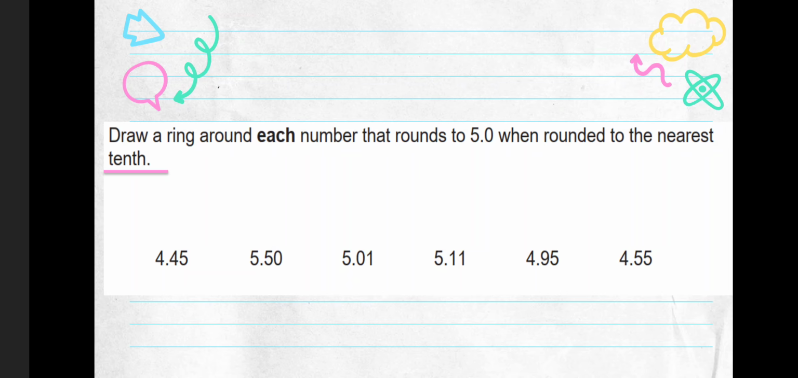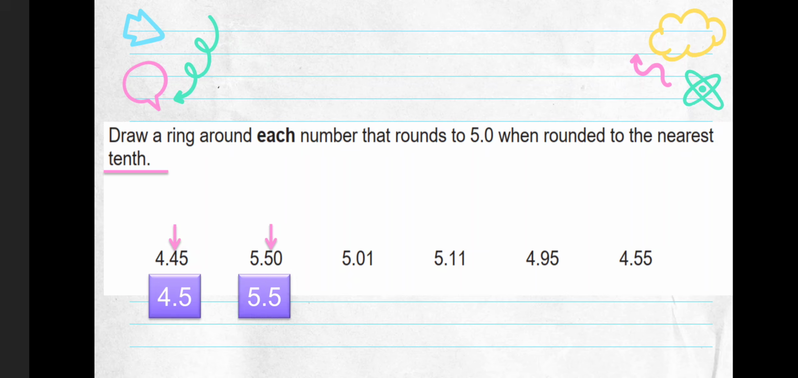So in the first number we have 4.45. What is the tenth? It's the 4. Next door is 5, so it's a strong number. So the final answer will be 4.5. What about 5.50? The tenth is 5. Next door is 0, so it's a weak number, so the number will be the same, 5.5.